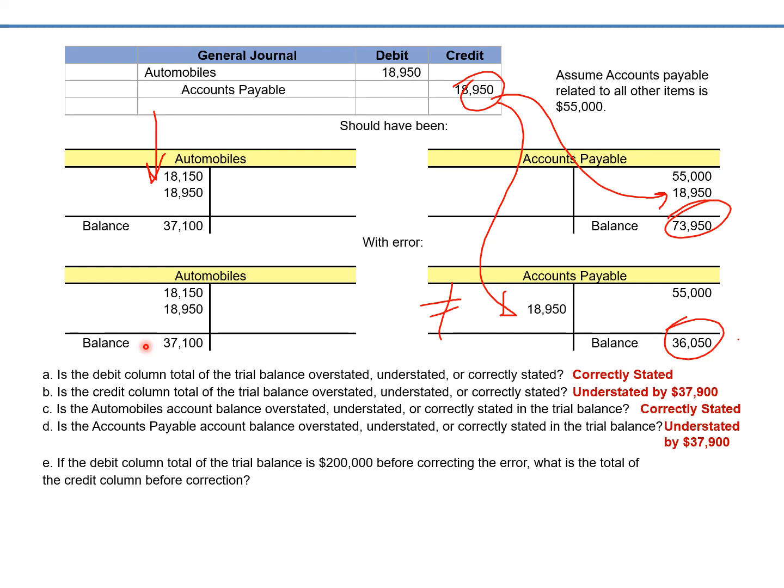And then if the debit column total of the trial balance is $200,000 before correcting the error, what's the total of the credit column before correcting the error? So if our total debits in our trial balance is 200, and in letter B here, we say that our credit column is understated by $37,900, then that must mean that 200,000 minus $37,900, $162,100, is the total of our credit column. Okay.